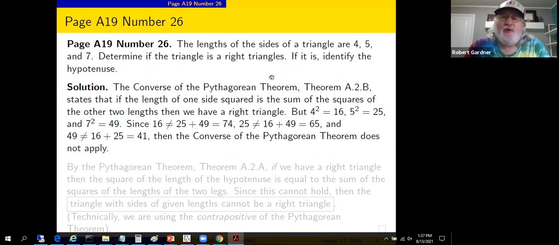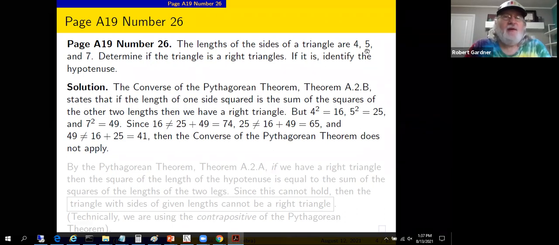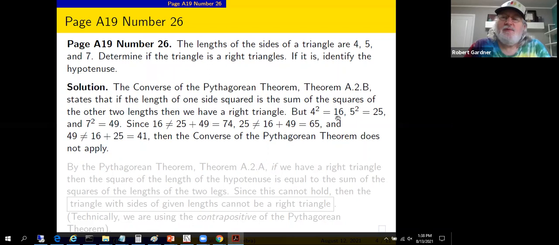The Pythagorean theorem itself tells us if that does not occur, then we do not have a right triangle, which will be the case here. So we need to square 4, 5, and 7. 4 squared, 16. 5 squared, 25. 7 squared, 49. And let's see if one is the sum of the other two, and it isn't.